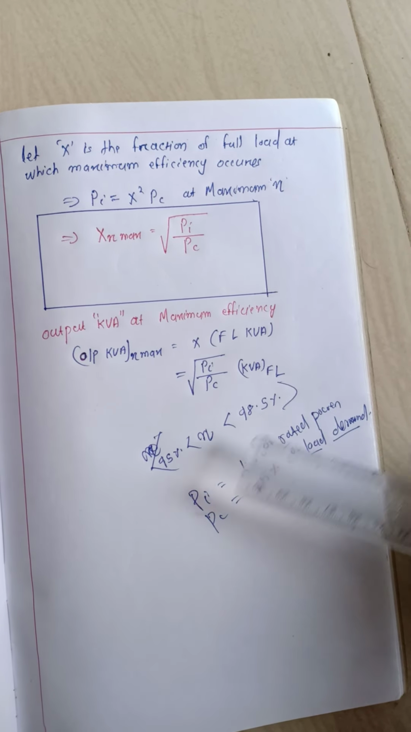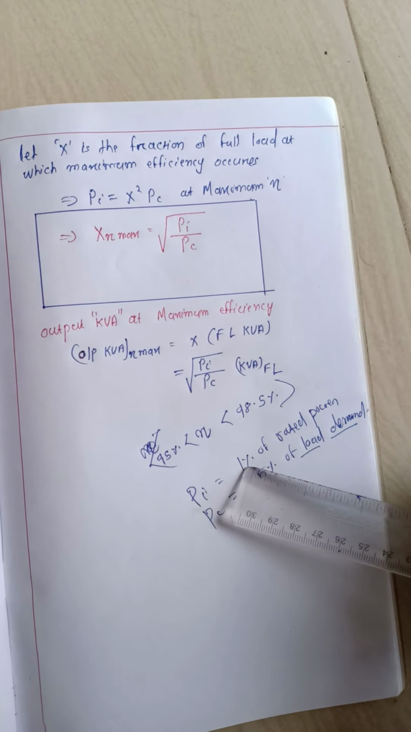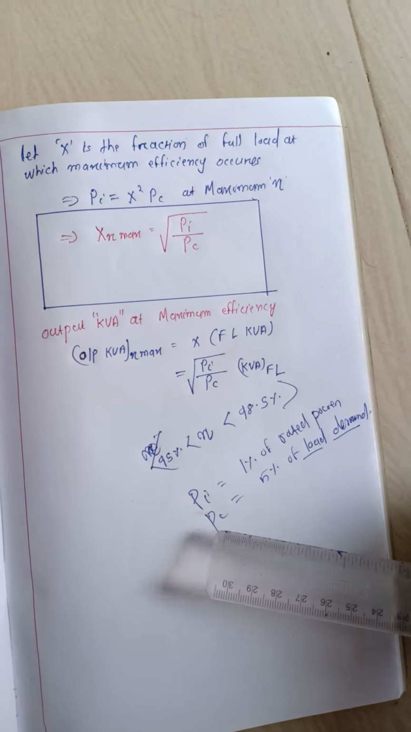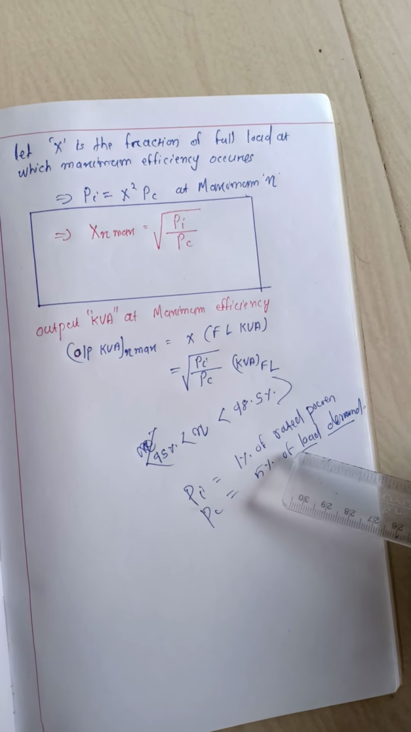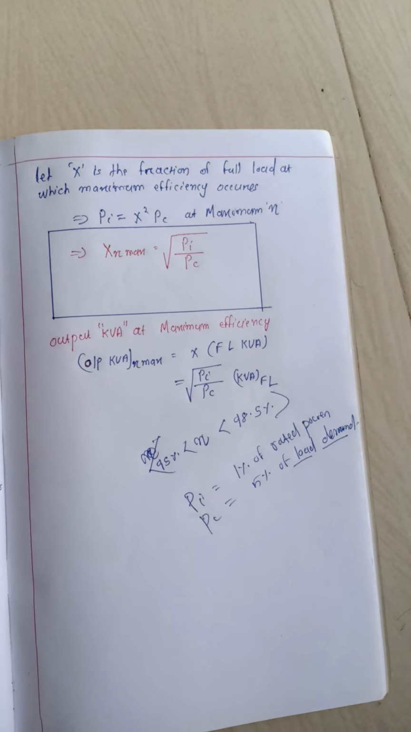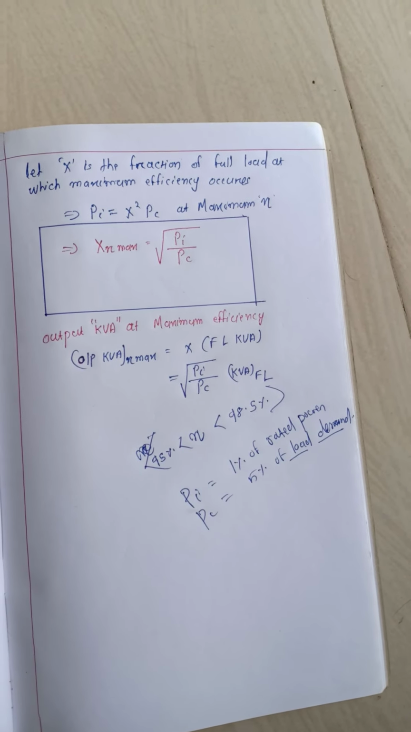Normally our iron loss is 1% of the demand power or rated power, and copper loss is 5% of the demand load. These are the general typical values for transformer efficiency.